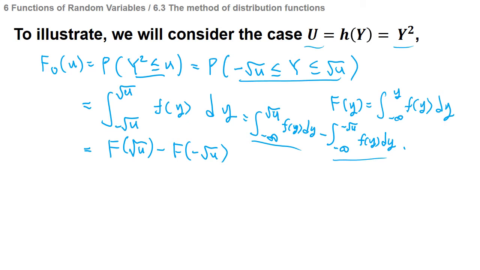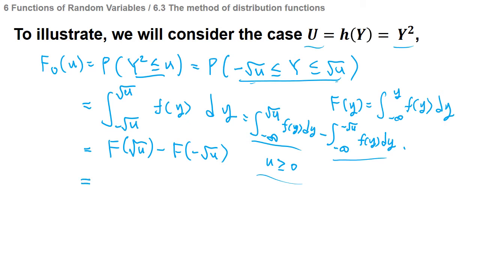Okay. And apparently u is greater than or equal to 0, because if u is less than 0, there's no such area.